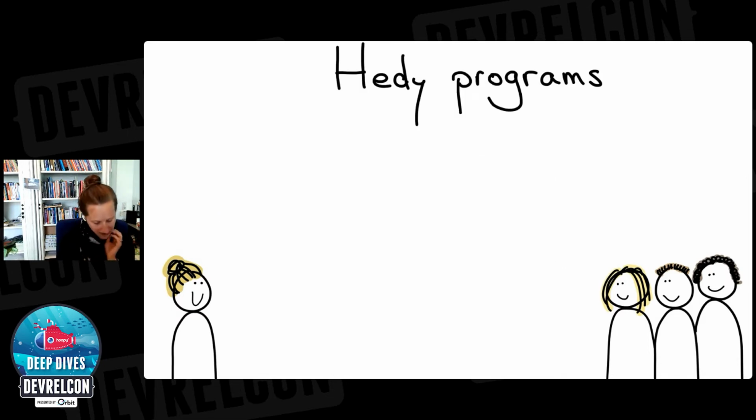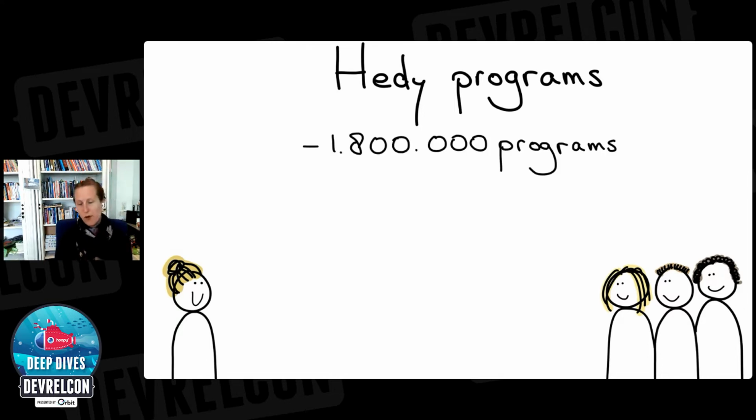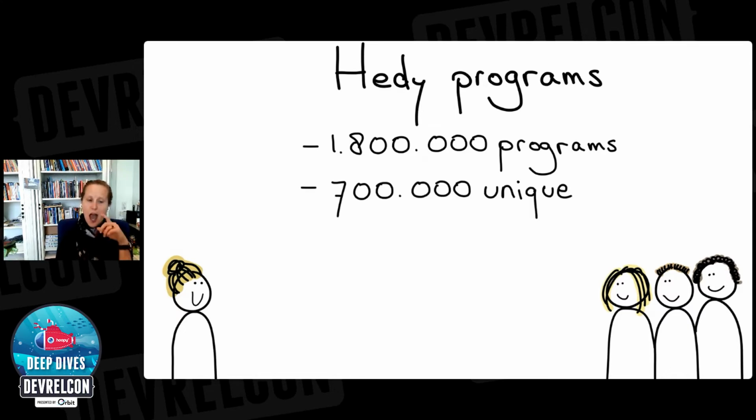And it's not just getting traction in terms of people liking it, we also have quite some usage. So almost 2 million programs have been created in Hedy since we launched in early 2020, out of which 700,000 programs are unique programs, right? So many people do, of course, print Hello World, but 700,000 different programs have been created. So yeah, that's kind of cool.